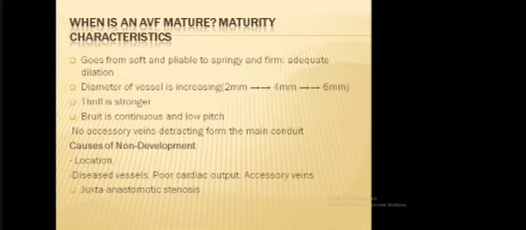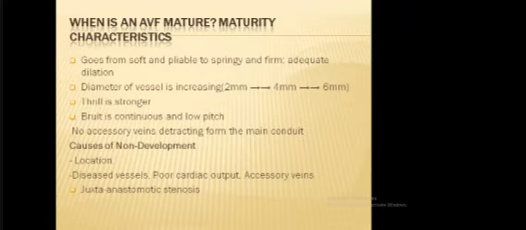How do we know the fistula is mature? You can feel it change from soft and pliable to a springy and firm consistency while palpating over the skin. There is adequate dilatation of the vein and the diameter of the vessel is increasing. You can see that 4 mm to 6 mm is a good matured fistula. The thrill is increasing and stronger, and the bruit is continuous with low pitch, with no accessory veins detracting from the main conduit.